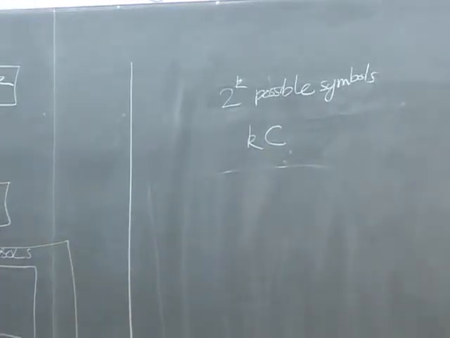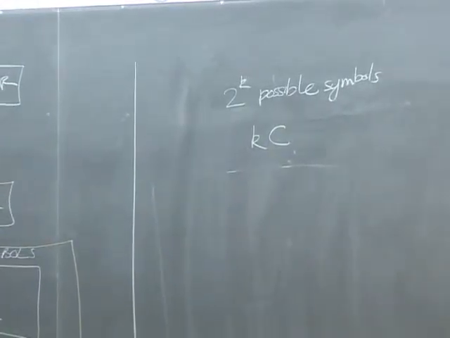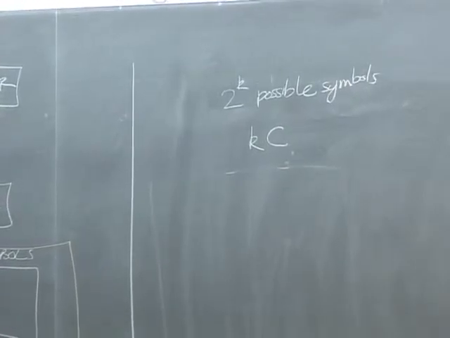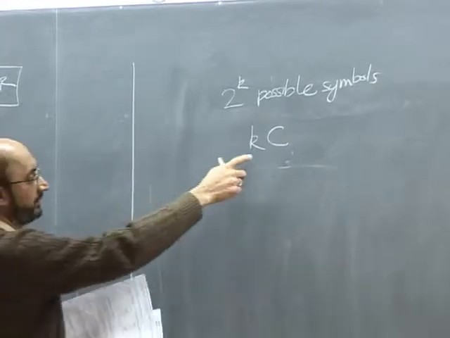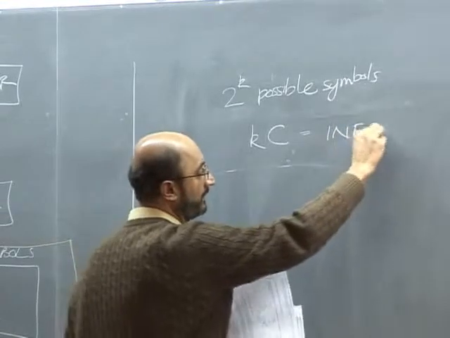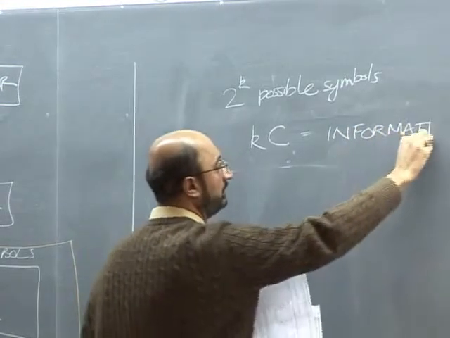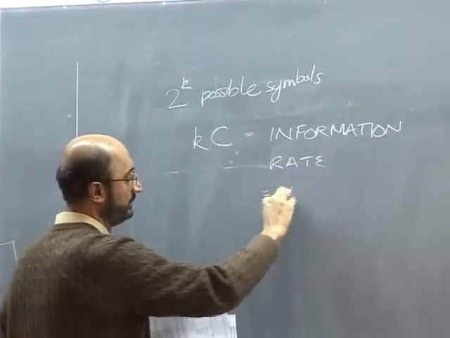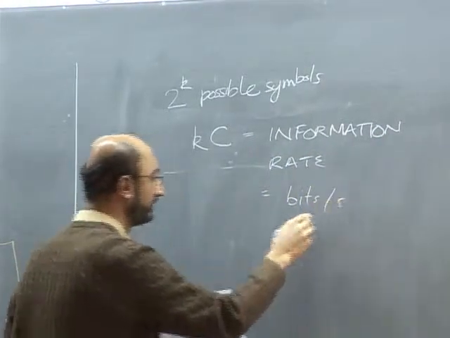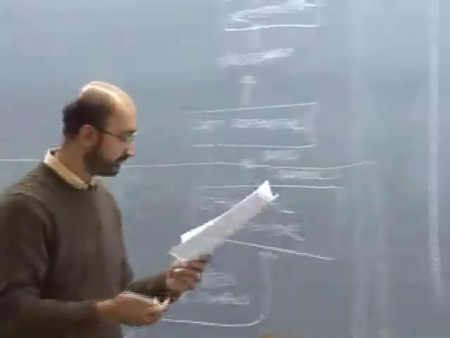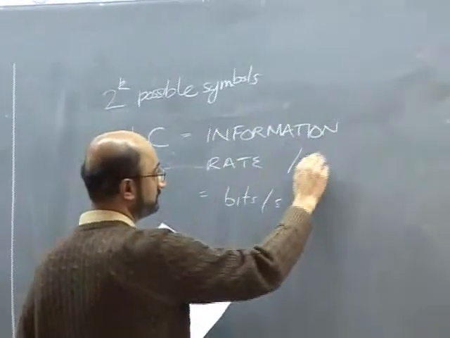It's just, so let's say you have 4 possible symbols, then we know that we're getting 2 bits of information for each symbol. So kC is going to be the information rate, which is going to be in bits per second. So this is bits per second, and that one is symbols per second. Okay, so that's the difference between the two, and it's called the information rate or the information capacity.